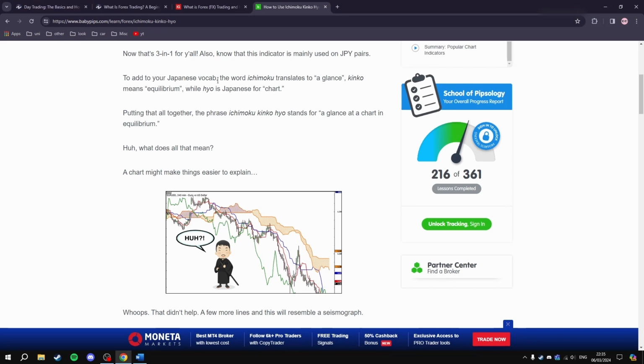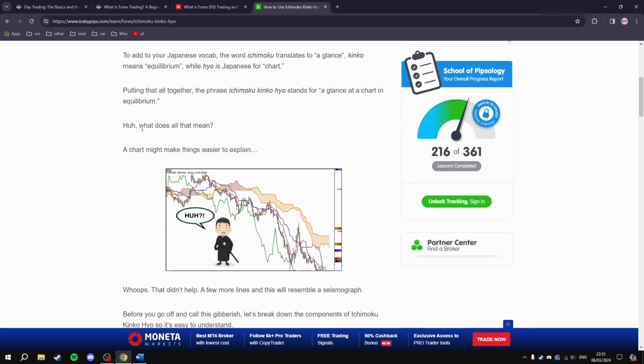To add to your Japanese vocab, the word Ichimoku translates to a glance. Kinko means equilibrium, while Hyo is Japanese for charts. Putting that all together, the phrase Ichimoku Kinko Hyo stands for a glance at a chart in equilibrium. What does that all mean? A chart might make things easier to explain.